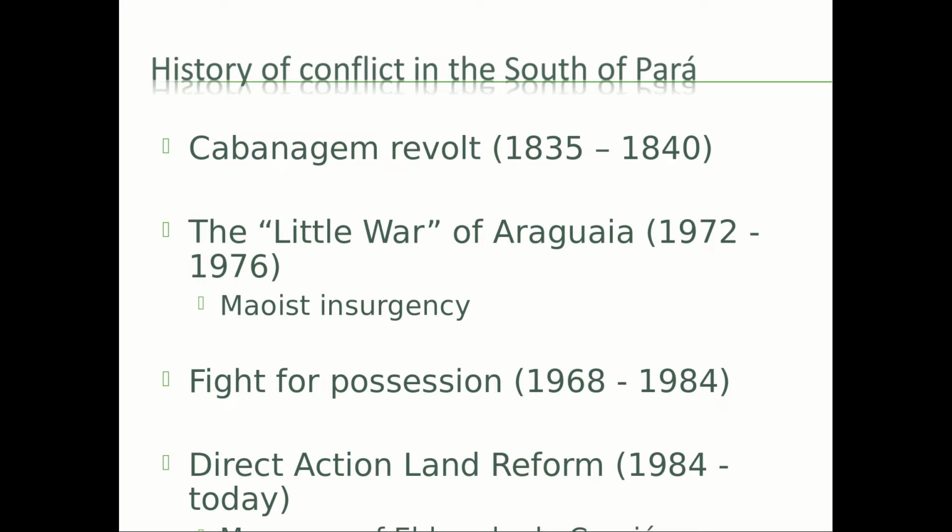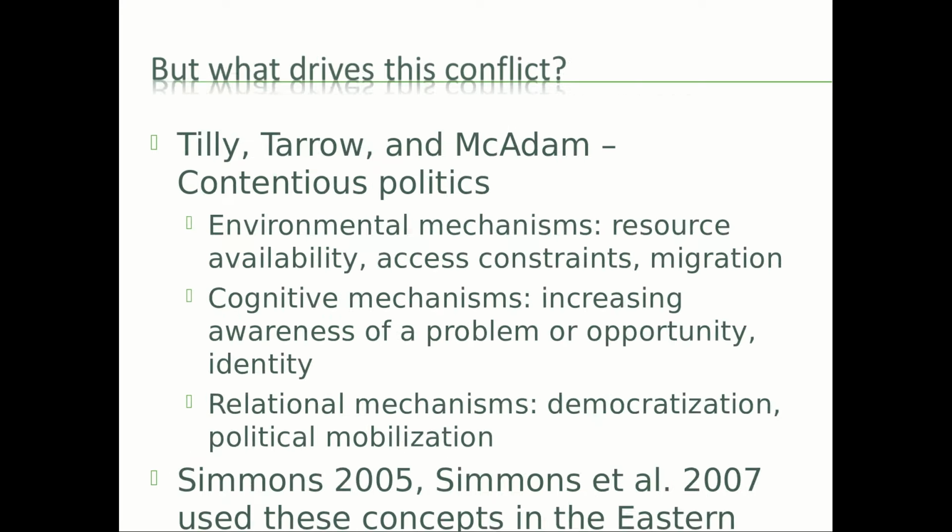And then from 1984, political opening started to occur in Brazil, and different forms of political claim making, basically saying this land, I want access to this land and I'm willing to do something like occupy a property, began to happen and continues to this day in a process that we call direct action land reform. One question, though, is why did this conflict really start to bubble up starting in the mid-1980s in this region, which is what it did?